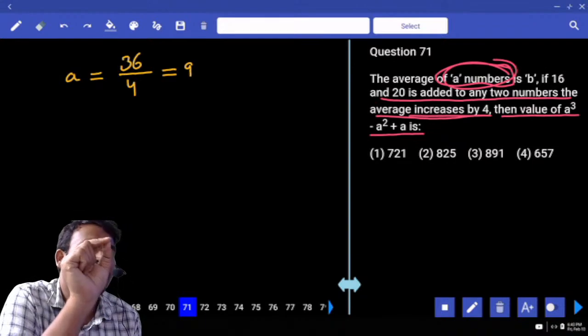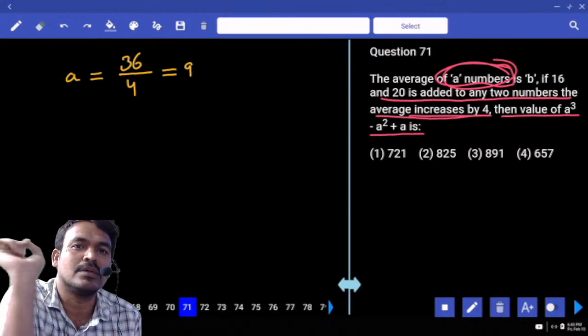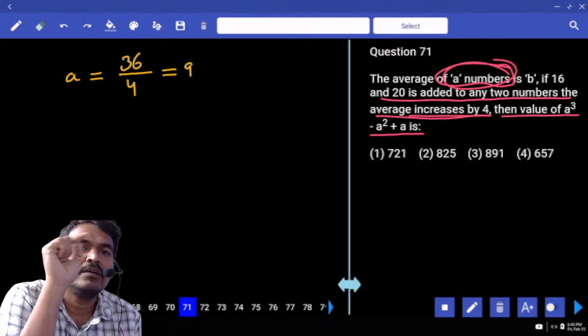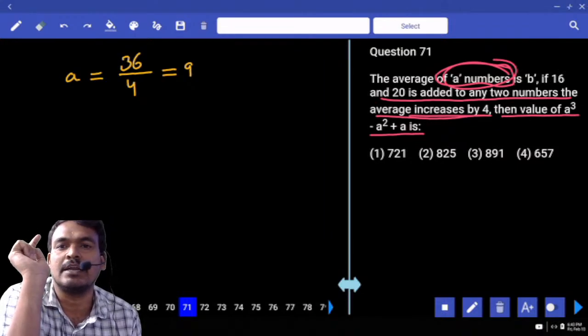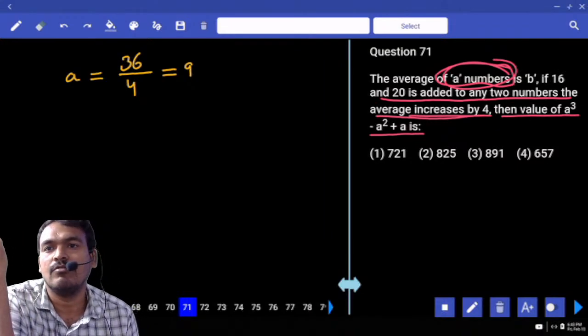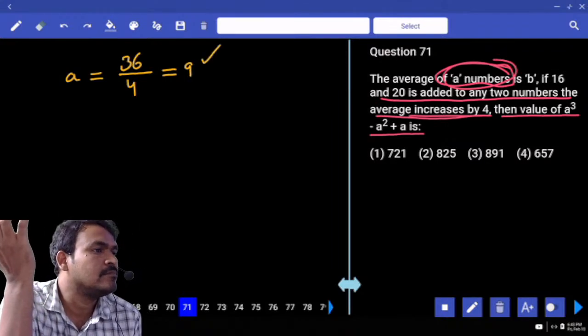Sum equals average multiplied by number of observations, right? What is the number of observations concept? Sum by average. The sum is increased, the average also increased. How much is the sum increased? 36. How much is the average increased? 4. Then we take 36 by 4. How much? 9, right?